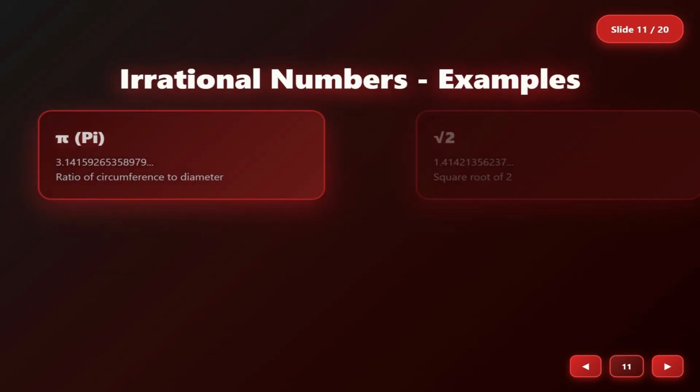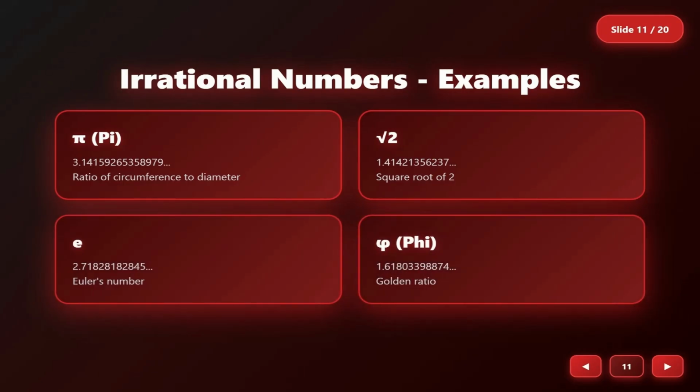Let's meet the famous 4 irrational numbers. Pi, the ratio of a circle's circumference to its diameter, used in every circular calculation. √2, the square root of 2, and the ancient Greeks freaked out when they discovered this. Euler's number, super important in calculus and exponential growth. The golden ratio, found in nature, art, architecture, it's the perfect proportion. These numbers might seem random, but they are everywhere in nature and mathematics.